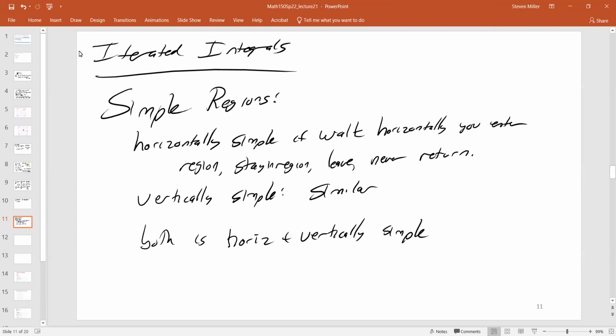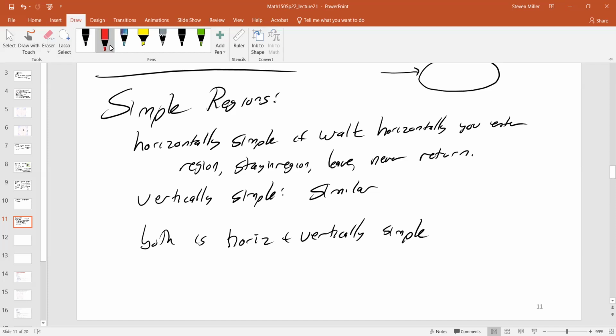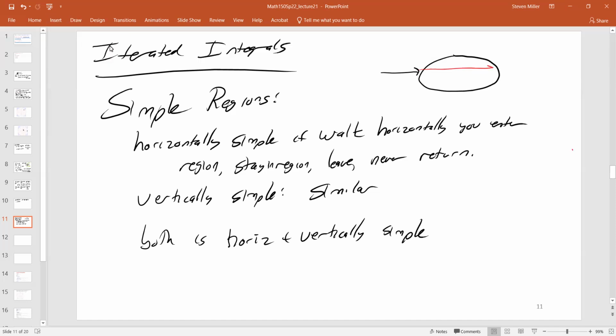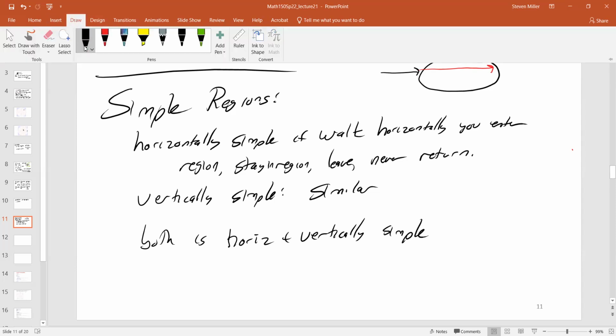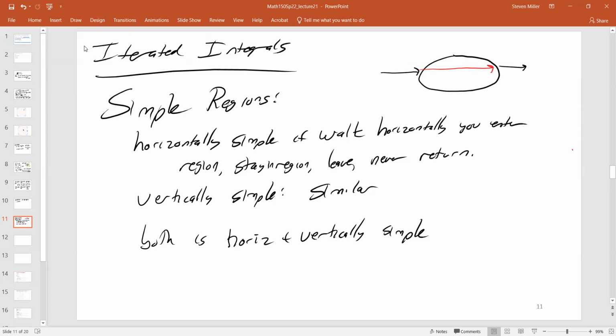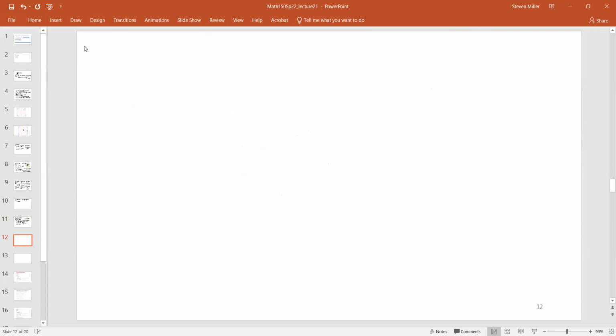So, for example, if I give you something like this, it's going to be horizontally simple. I enter, I stay in, and then I leave. This would also be vertically simple. Can somebody give me a region that is horizontally simple but not vertically simple?